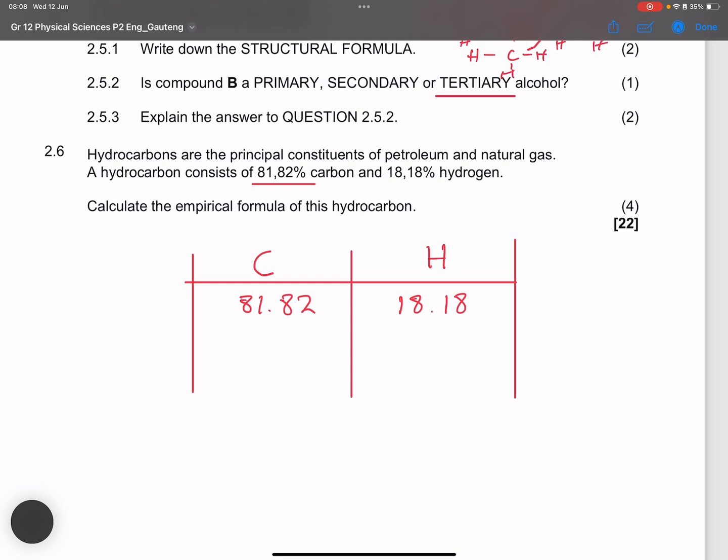Now, if I accept that that represents the mass, then we go to our periodic table. The molar mass of carbon, okay, is 12. And the molar mass of hydrogen, we know this is 1 if we check in our periodic table, right? So I'm going to use number of moles is mass divided by molar mass. So that's 81.82 divided by, for carbon, that is 12. And the same is true for hydrogen. So 18.18 divided by the molar mass, which is 1. All right, so let's calculate that.